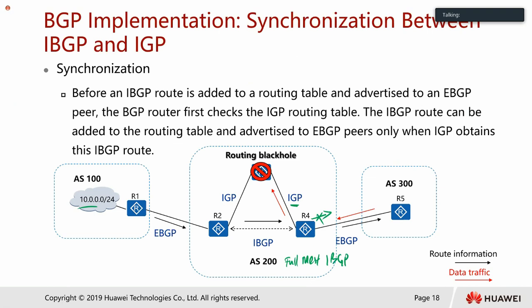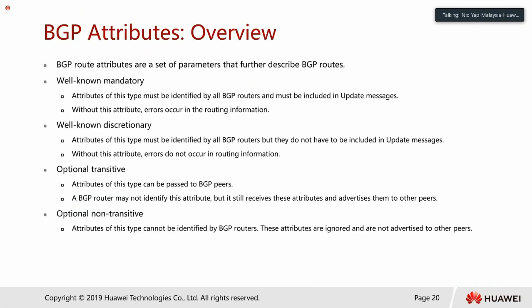Okay. And next we look into the attribute. So do you still remember all these attributes, the four categories of the attribute? We have well-known mandatory, we have well-known discretionary, we have optional transitive, and also optional non-transitive. So what's the difference between all these four categories?